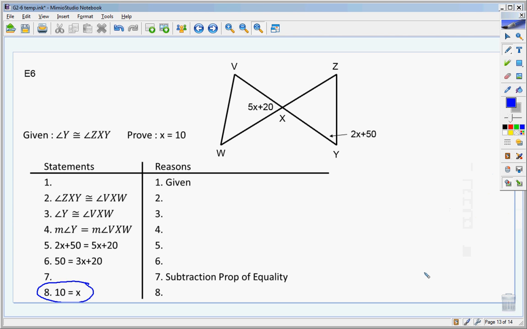This really should have one more statement in it. There should be a statement 9, and it should say x equals 10, and it should be this way because that is exactly what they're asking me to prove. What property allows me to go from 10 equals x to x equals 10? It is the symmetric property of equality. I just wanted you to see that if they're asking you to prove something, whatever your last statement is, this would be wrong because I haven't proven what they've asked me to prove.